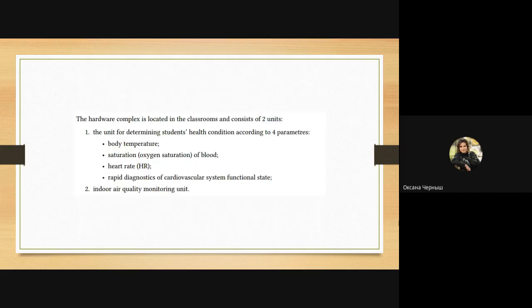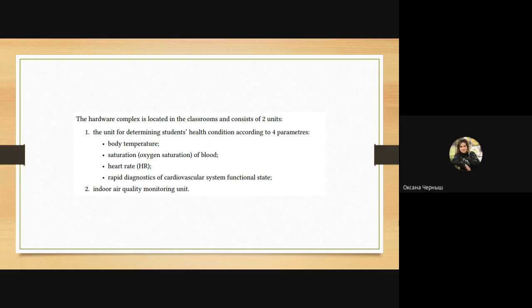The hardware complex is located in the classrooms and consists of two units. The unit for determining students' health condition according to four parameters: body temperature, oxygen saturation of blood, heart rate, rapid diagnostics of cardiovascular system functional state, and indoor air quality monitoring unit. The article reviews the possibility of technical realization of hardware complex.